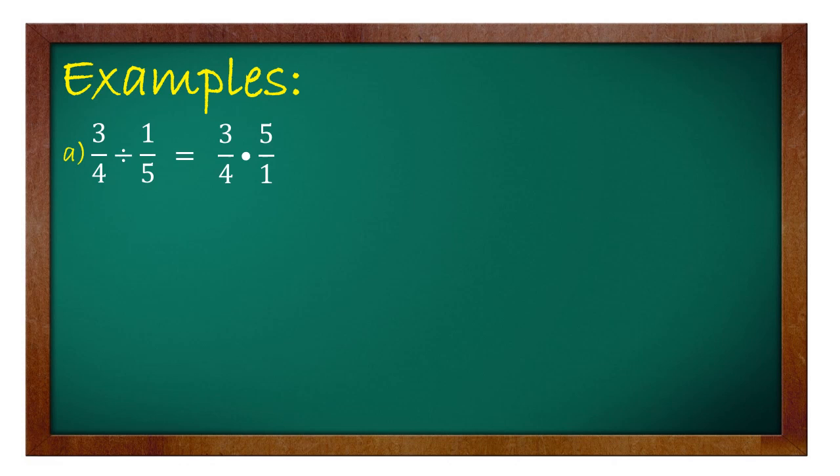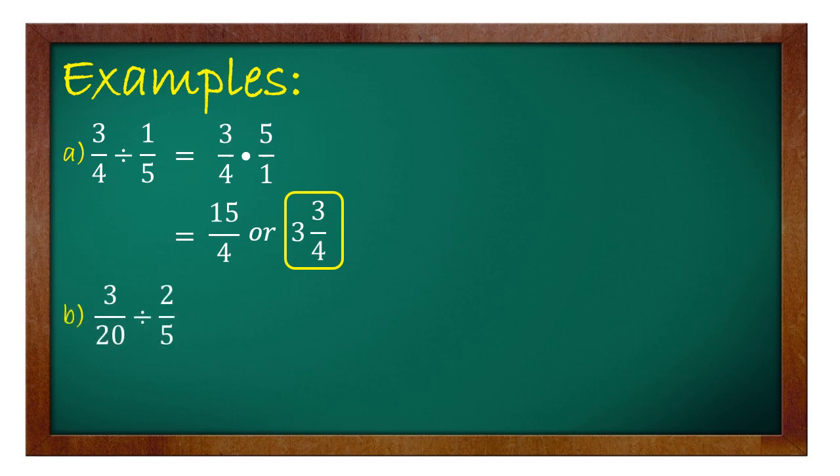So multiply na natin, numerator by numerator, denominator by denominator. So 3 times 5 is equal to 15 over 4 times 1 is equal to 4. So, ang quotient natin is 15 over 4. Pero naka-improper fraction pa siya, so we have to change this into mixed fraction. So, 15 over 4 will become 3 and 3/4. So, ibig sabihin, yun na yung sagot natin.